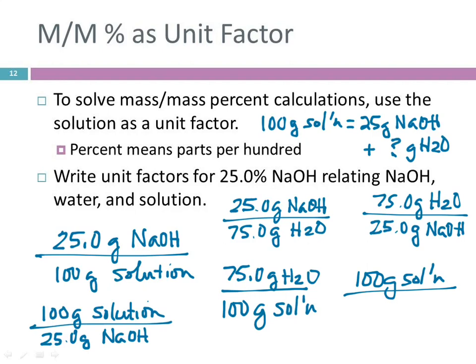Chemists get tired of writing entire words, and so we abbreviate things. So look at that. That one percentage, 25%, gives us 6 unit factors. That is very, very useful. Any questions?